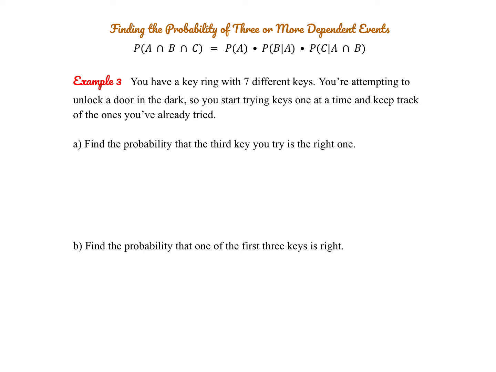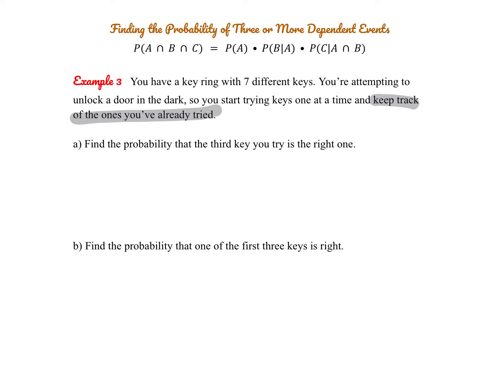So this example says you have a key ring with 7 different keys. You're attempting to unlock a door in the dark, so you start trying keys 1 at a time, at random, and you keep track of the ones you've already tried. So when we say you keep track of the ones you've already tried, you're eliminating them from the keys you would pick. It's like removing it from the bag in the previous examples. So since you're taking away outcomes, this makes each of these events dependent.